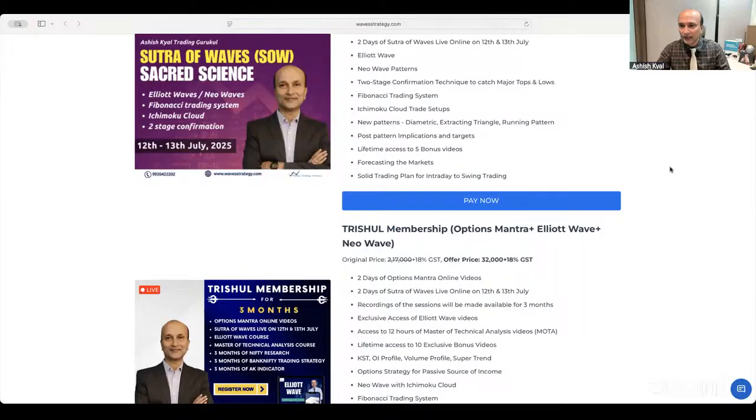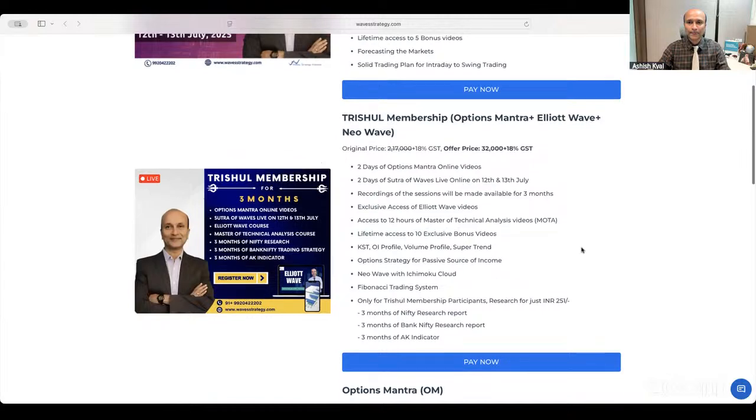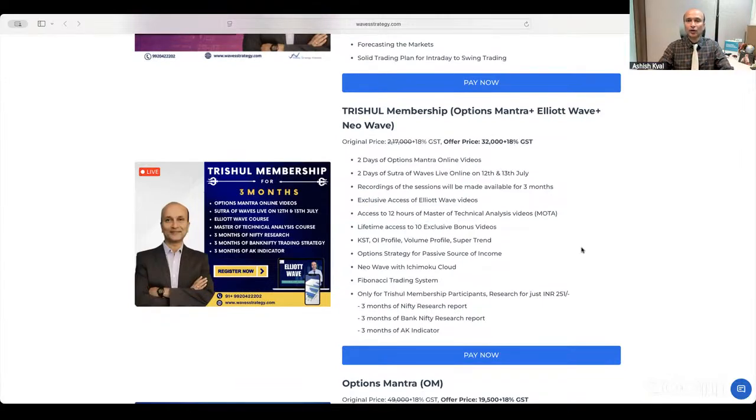Okay, sir, I want to know more about the Trishul program. So below is Trishul. In Trishul, options are a very powerful instrument. If you combine options with Sutra of Waves, it is an amazing game altogether. If you look at Options Mantra, friends, options with wave theory is the lethal combination. The Options Mantra videos will be given to you, you can start going through it today.